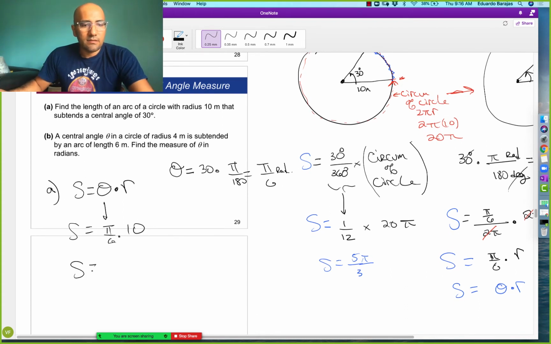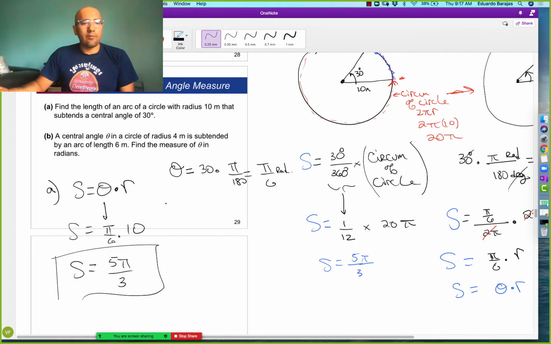So then we stick pi over 6 into here times 10, and that's s. So s, now we just reduce. 2 goes into here 3 times, 2 goes into there 5 times, so then that's how we get 5 pi over 3. Same answer as before. Any questions for part A?